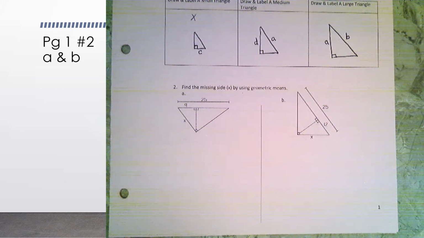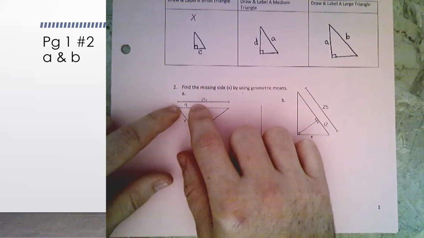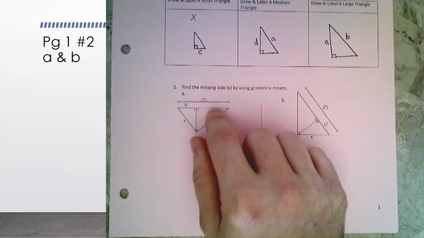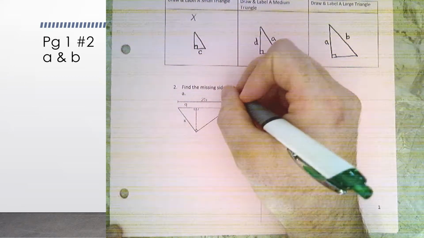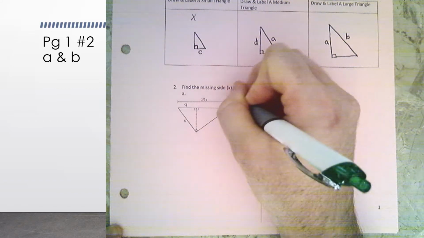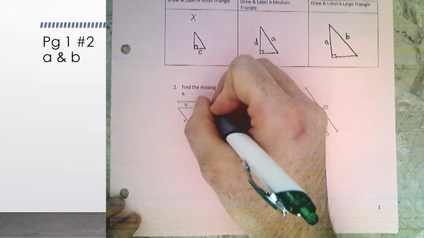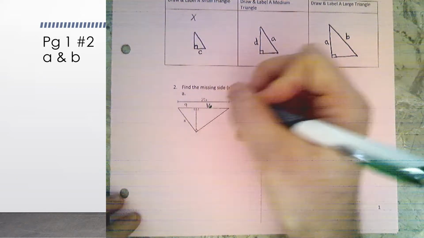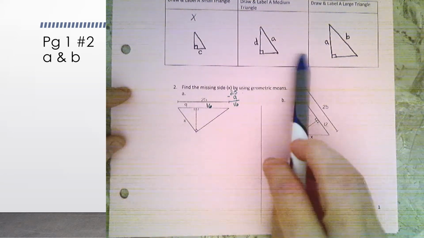So the first thing that I notice is that they say that the full length is 25, and this portion here is 9. So I can actually find out what this portion is here by doing 25 minus 9. So 25 minus 9 gives me 16. So I know that this portion here is 16. Now that I've labeled that, I'm going to go ahead and break my triangles into 3 different sections, just like I did in this example up here.